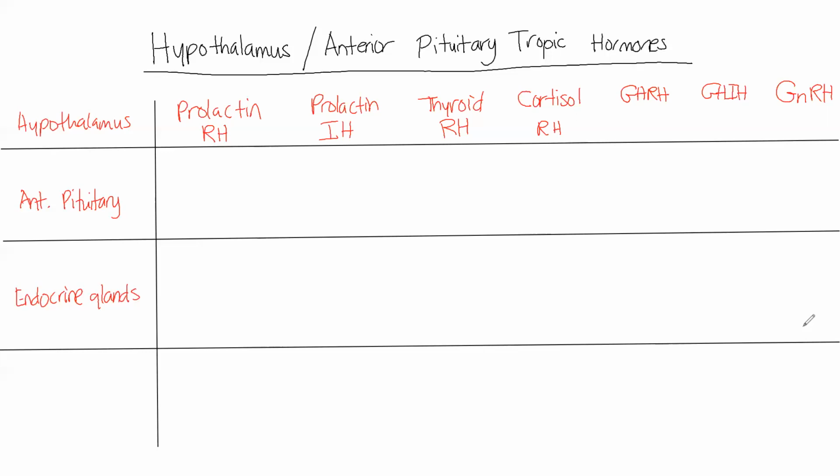So let's look at some of the effects here, and I'll draw these arrows in green to show when they are stimulating. So this is going to stimulate the anterior pituitary to produce prolactin.